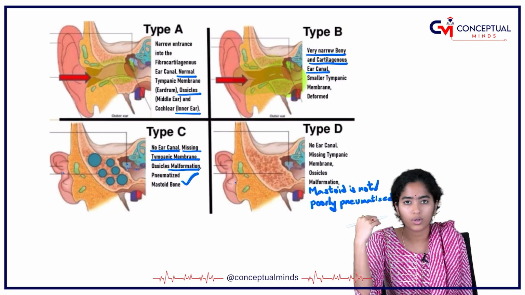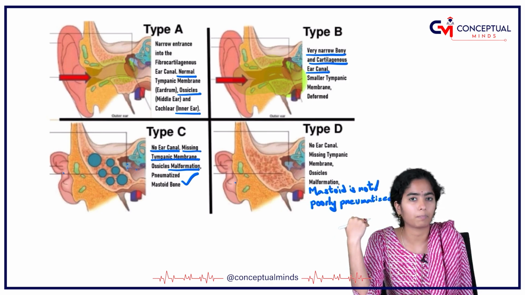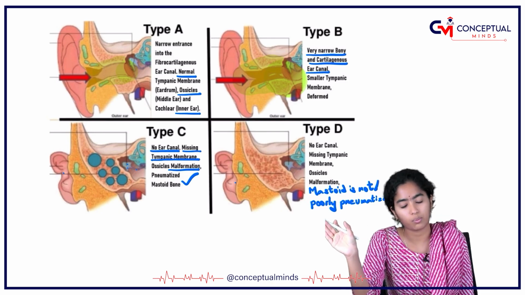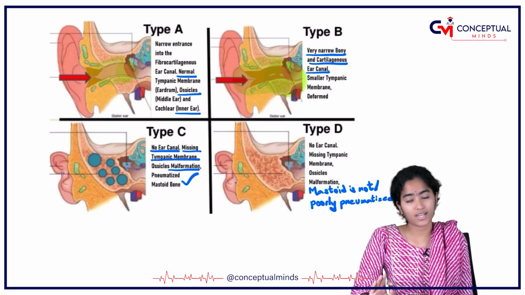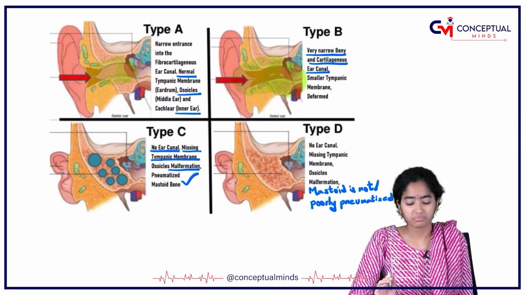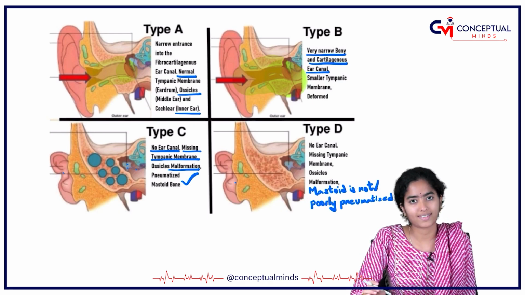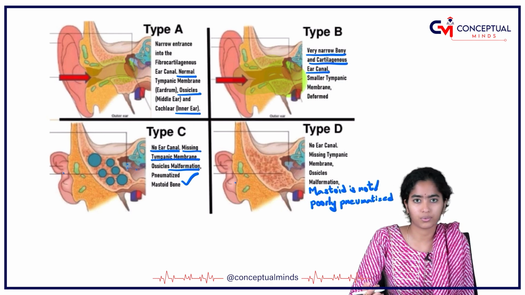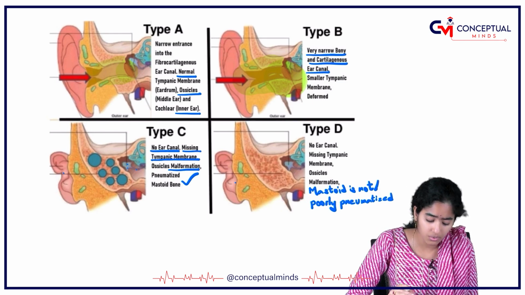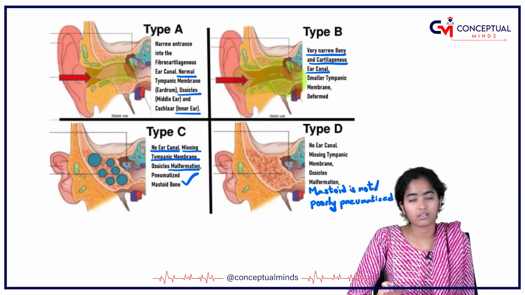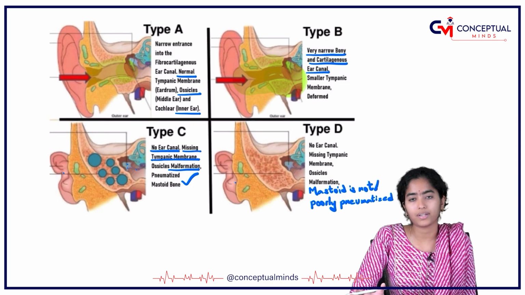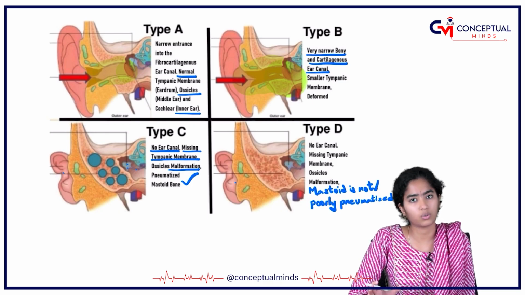Poor pinna, no canal, no tympanic membrane, ossicles are malformed. Mastoid is also poorly pneumatized in type D. So these are the 4 types of atresias of external auditory canal, 4 grades you can rather say. As I earlier said, this could be along with some pinna abnormality or it can occur alone in isolation.